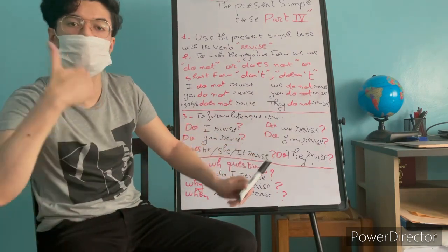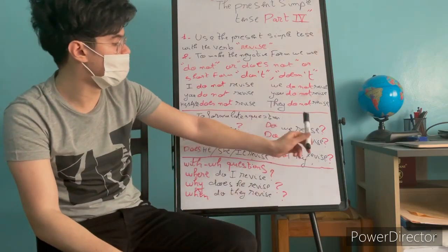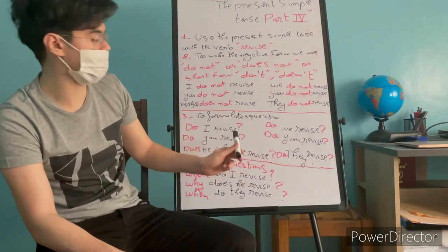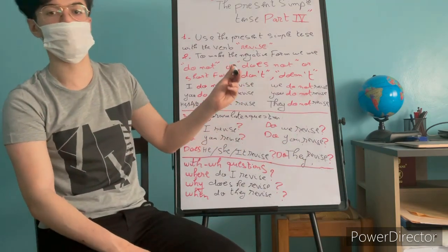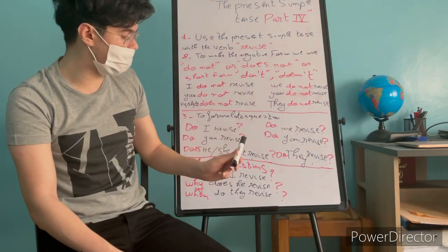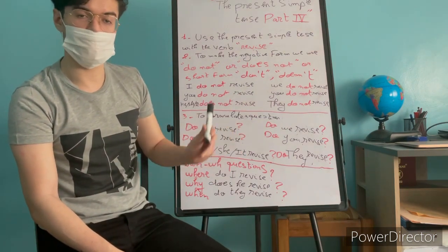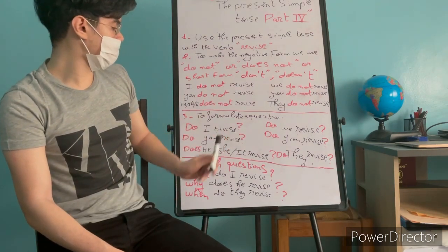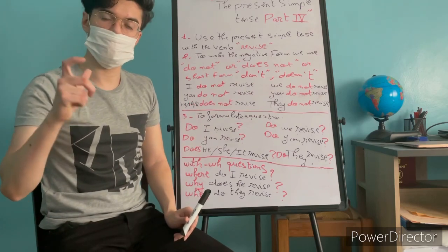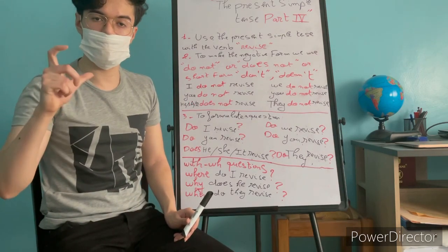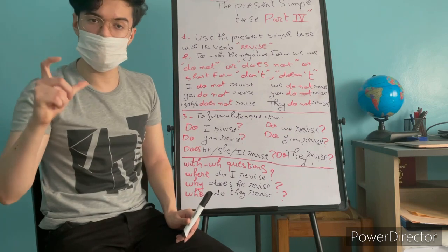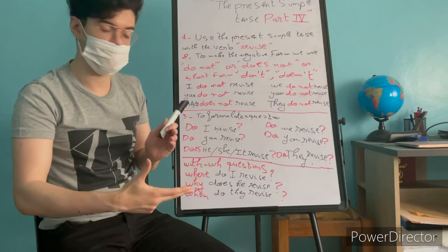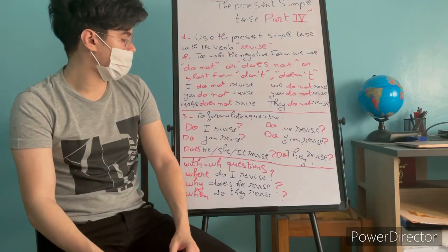Do we revise? Do you revise? Do they revise? So here, just like in the negative form, it only changes in the third person singular. Does he, she, it revise? And we have inversion, just like always. To formulate a question, we use the inversion of the subject, and here, do I revise? And that's it for the questions.